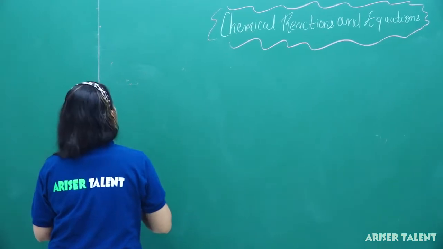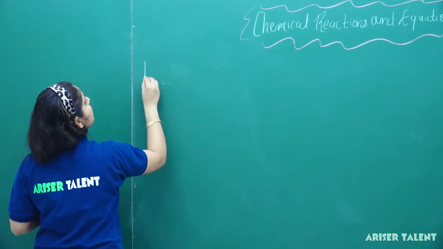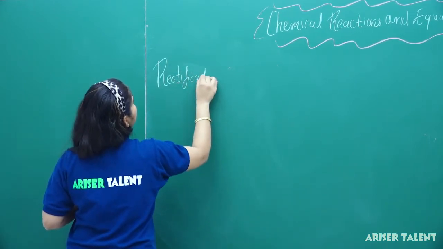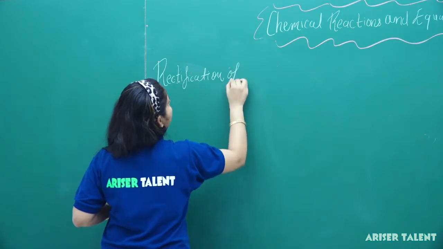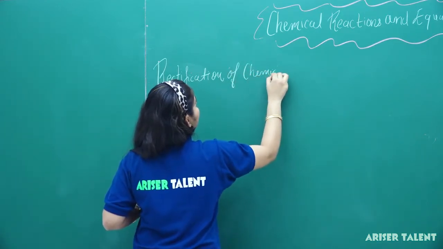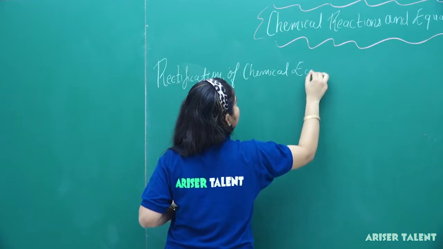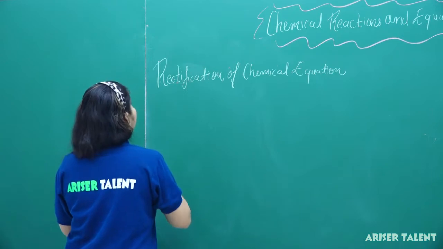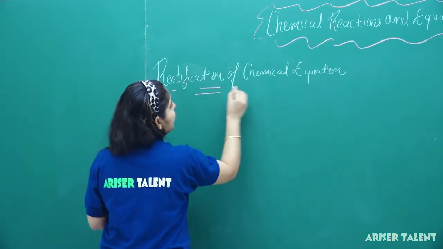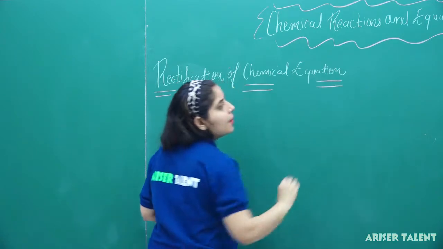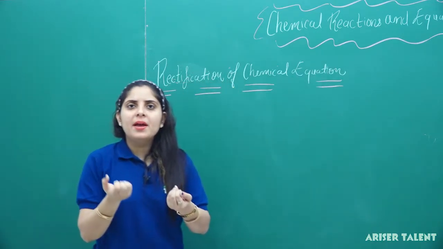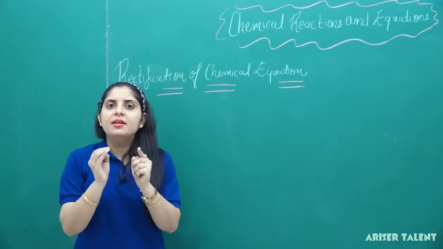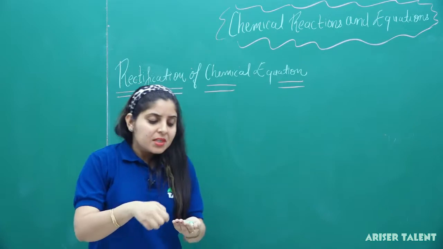So now we are with our next topic, that is rectification of chemical equation. In the rectification process, we will rectify the drawbacks that occur in a chemical equation. Our first drawback is that it does not specify the state of a substance. Now if I am writing a certain equation, I will specify the state of a substance.